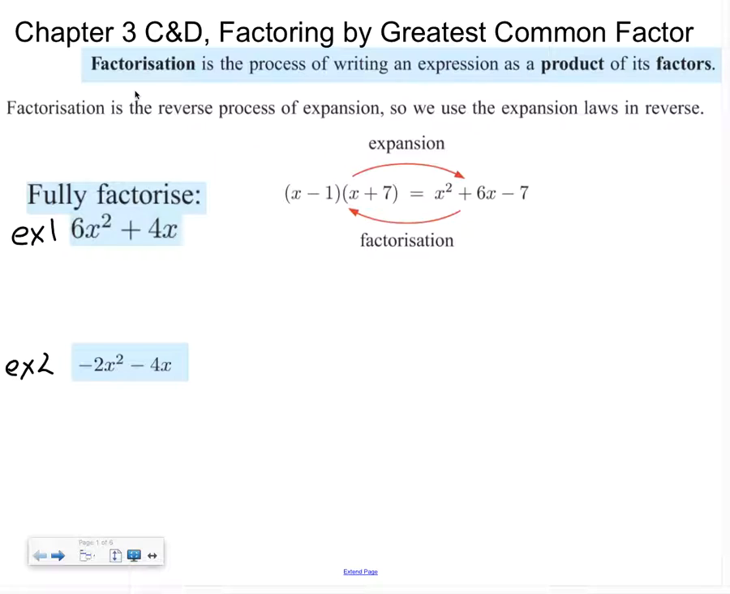All right, mathletes, here we go. Chapter 3, parts C and D, factoring by greatest common factor.